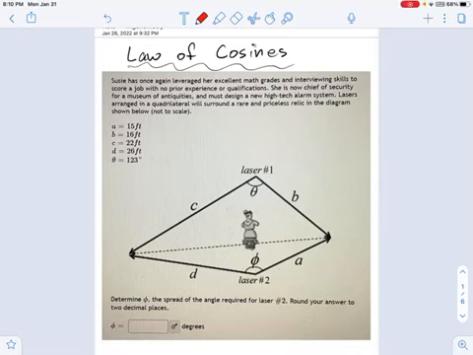In this problem, we're shown a parallelogram and told to solve something about it. In particular, we're told all the sides, A, B, C, and D, and we're given one of the angles here. And we're asked, what is that angle right there? Now we're going to use the law of cosines to solve this one.